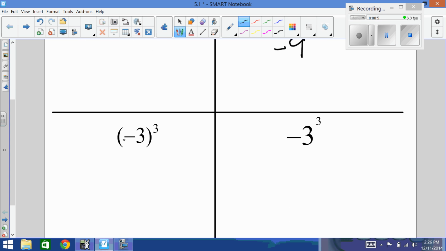All right, this one, you got -3 inside parentheses. That means we're going to do -3 times -3 times -3. That gives me a negative. 3 times 3 is 9, times 3 is 27.